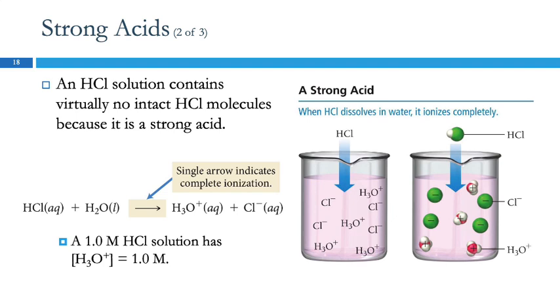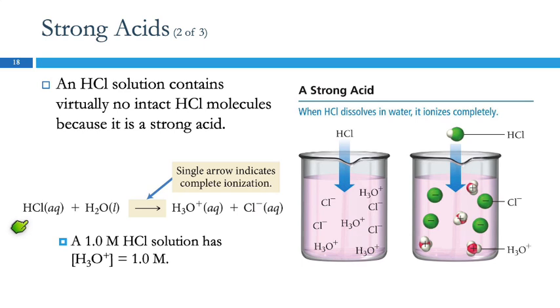So, strong acids. HCl is a strong acid. When we dissolve this, it ionizes completely. And notice we say contains virtually no intact HCl molecules. I like this because we're starting to not lie to you so much. When we say this ionizes completely, does that mean there's not even one HCl in there? No, there could be. But the number of them is so insignificant that we can ignore them, right? So it essentially ionizes completely, so we just say it ionizes completely.